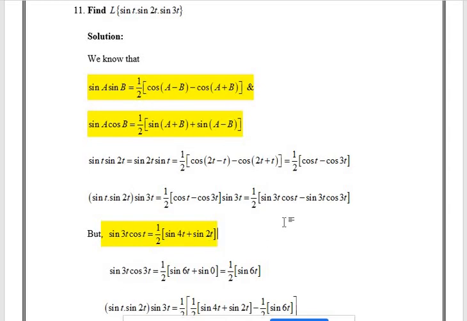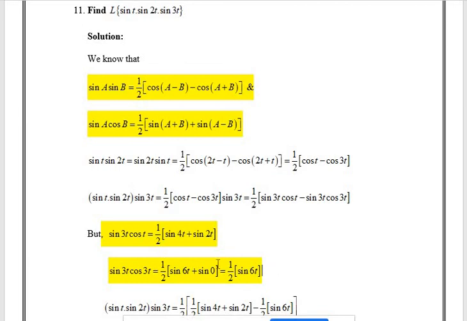In the same manner, let us expand sin 3t cos 3t. Sin 3t cos 3t is half into sin 6t plus sin 0. Why? Because sin a cos b is equal to half into sin a plus b plus sin a minus b. See here a and b values are 3t, 3t. So half into sin of a plus b means 3t plus 3t, 6t, a minus b means 0. Hence this function becomes half sin 6t.